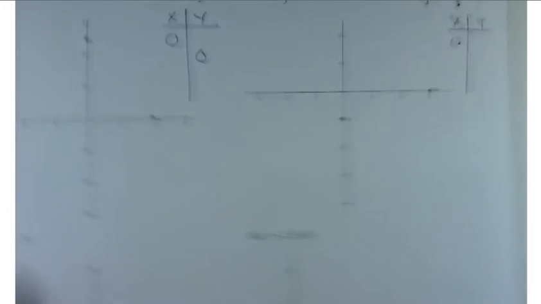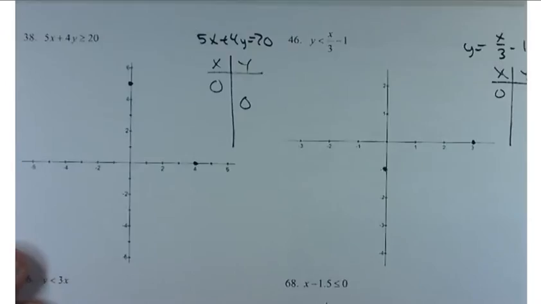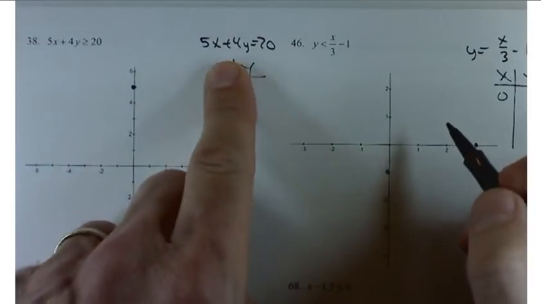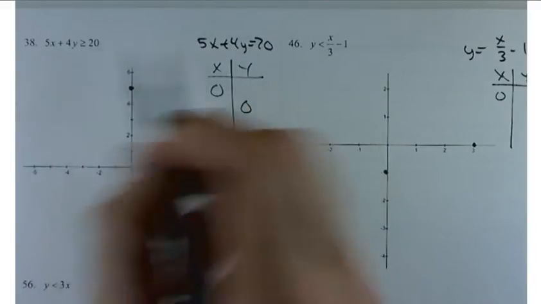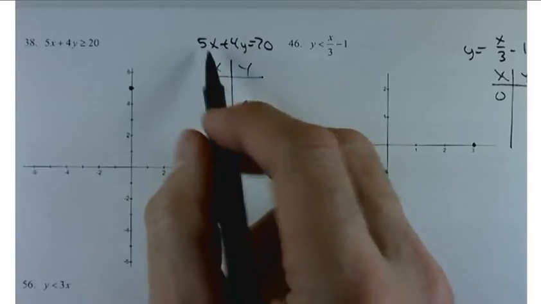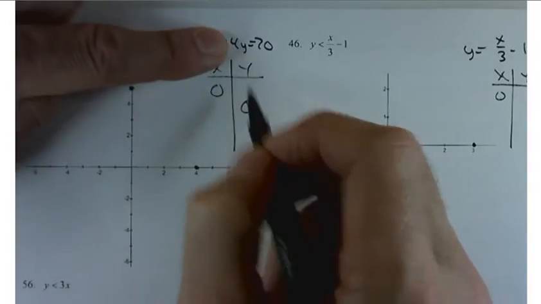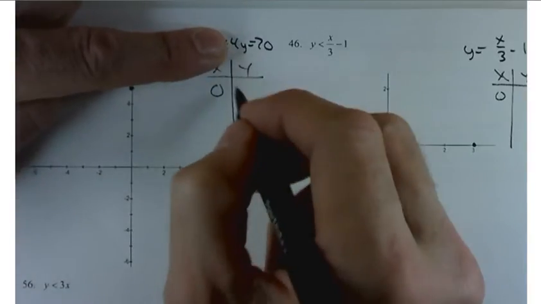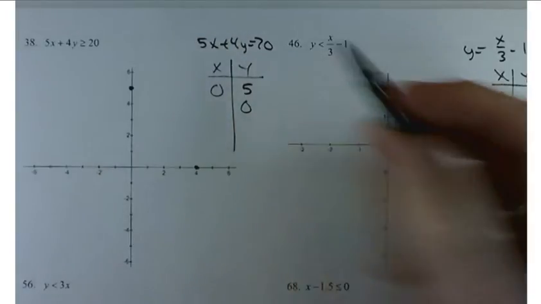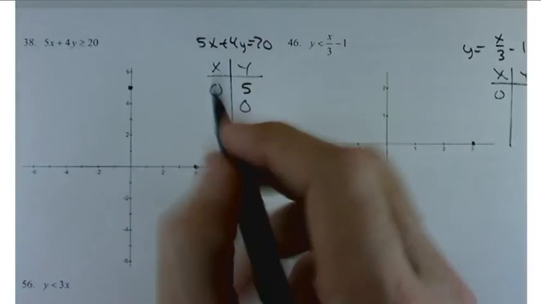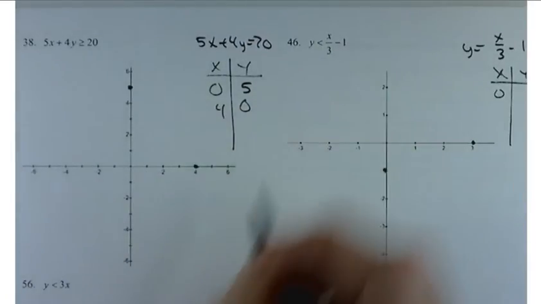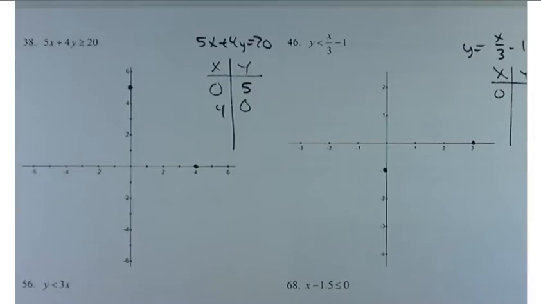Okay, so let's look at these. It seems like most everyone was getting the first one all right. That's good. We're going to graph the corresponding equation. So replace the greater than or equal to sign with an equal to sign. If I plug in x equals 0, that gives me 4y equals 20, which means y equals 5. Likewise, if I plug in y equals 0, I get 5x equals 20, so x equals 4. And I get these two points, which we're going to connect by a solid line. Let's do that here.